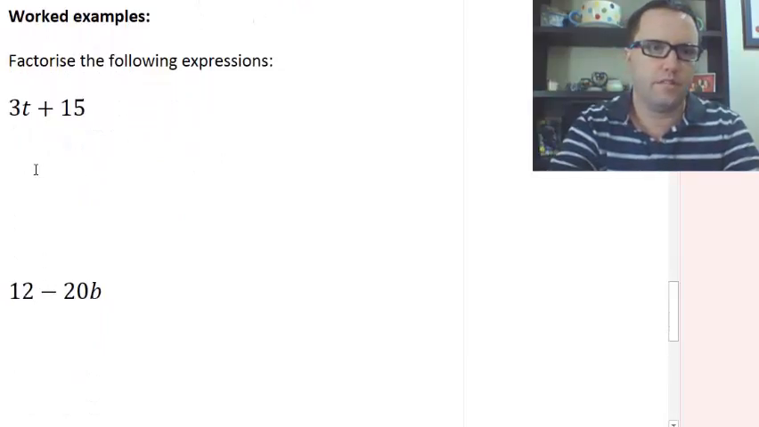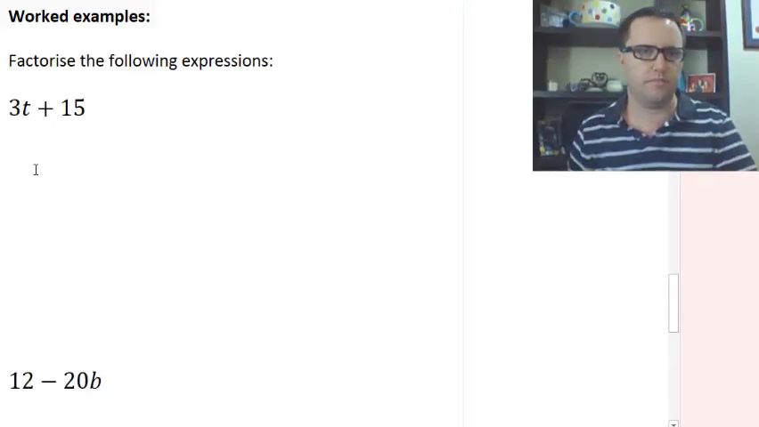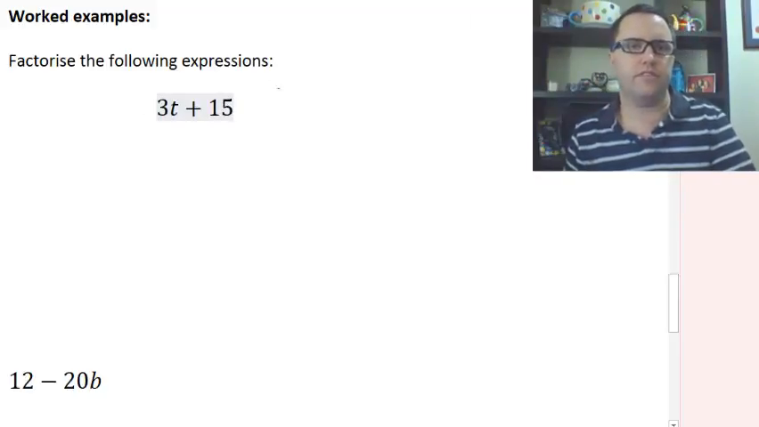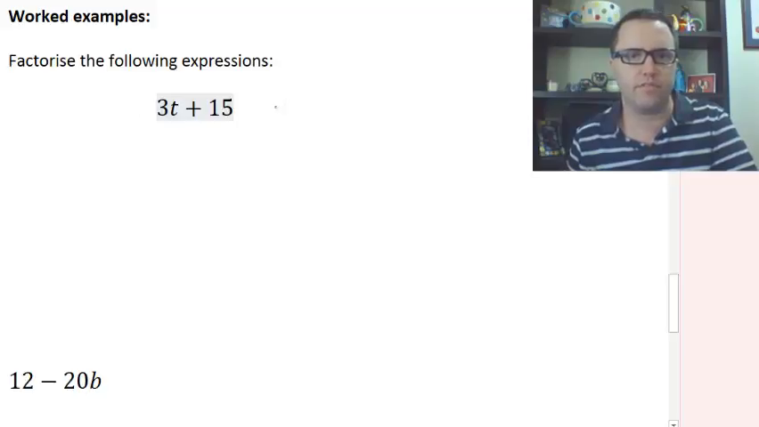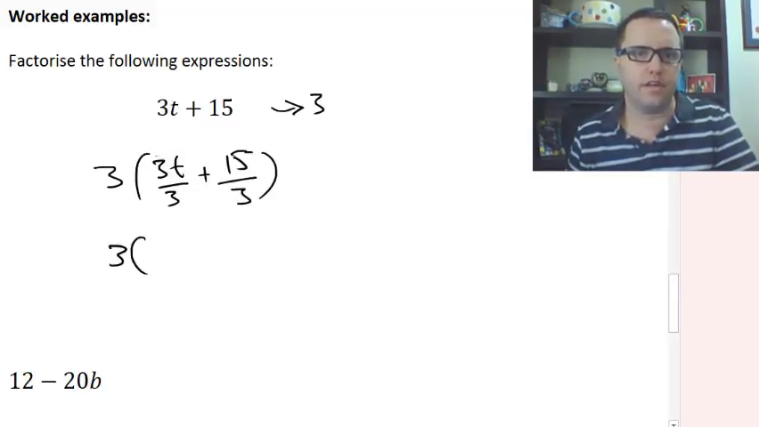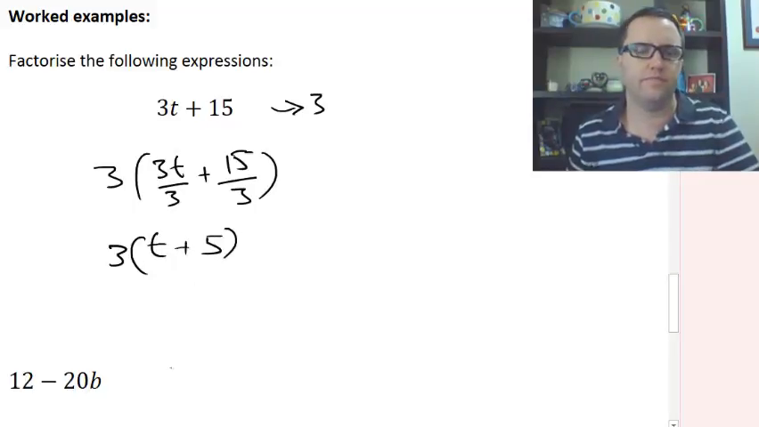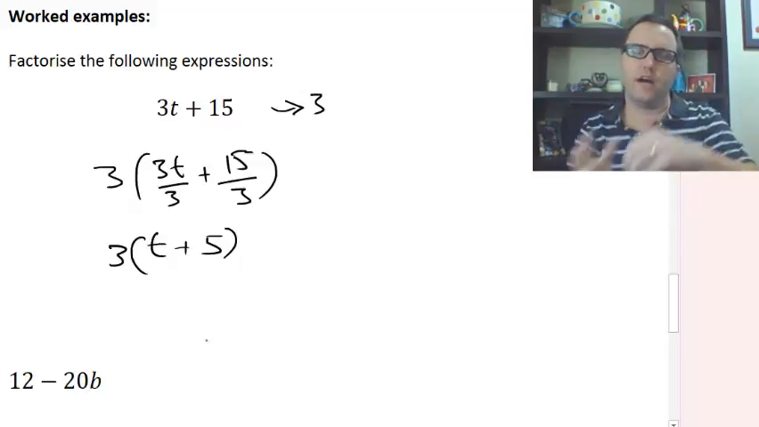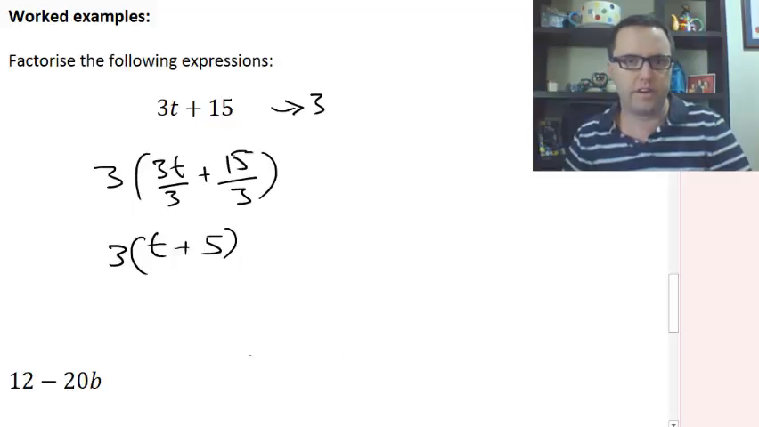Factorizing the following expressions. First, 3t plus 15. The highest common factor of 3t and 15 is simply 3. So we're going to put 3 out the front of the brackets. Then 3t over 3 plus 15 over 3 gives us t plus 5. It's pretty simple. If you find expanding brackets pretty easy, you're probably going to find factorization reasonably easy as well.